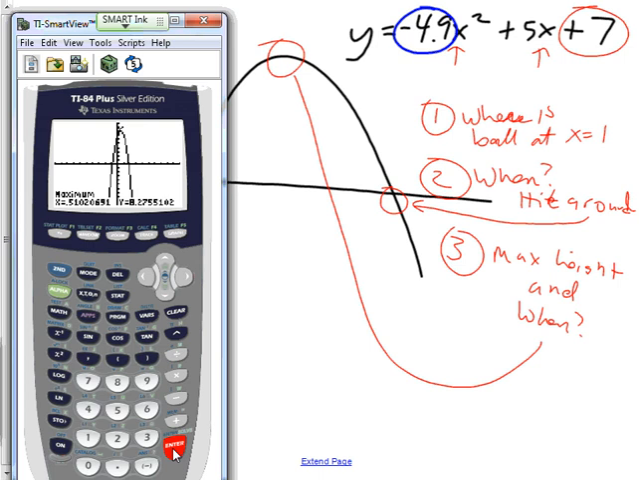It'll jump right to the top, and it says 0.51 and 8.3, I would round it to. So that's 0.51 seconds. Half a second into its flight, it reached its maximum of 8.27 feet.